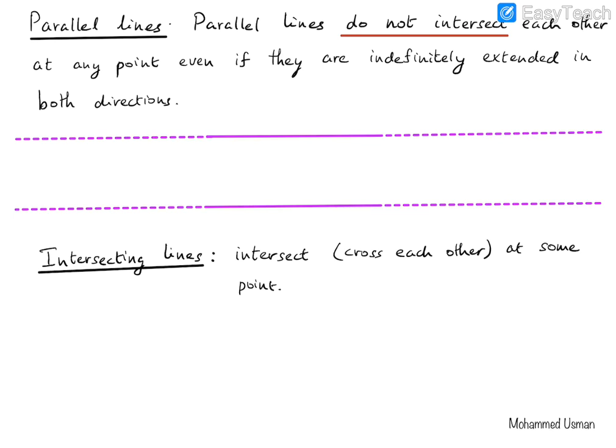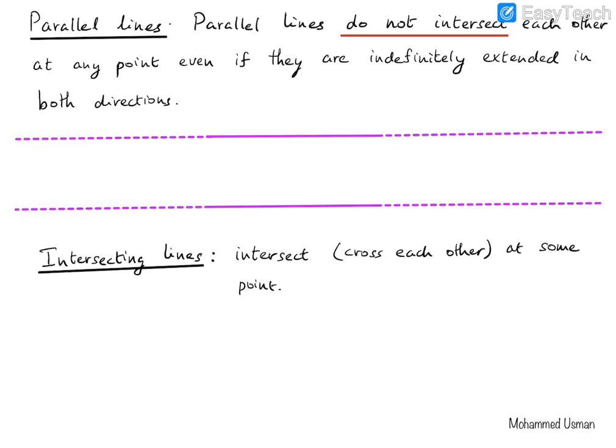It's like when you see a railway track, right? The two lines on the railway track keep going on and on and on forever. They will never meet each other. We call these parallel lines, and parallel lines are those lines that do not intersect each other, no matter how far we keep extending them indefinitely in either direction.